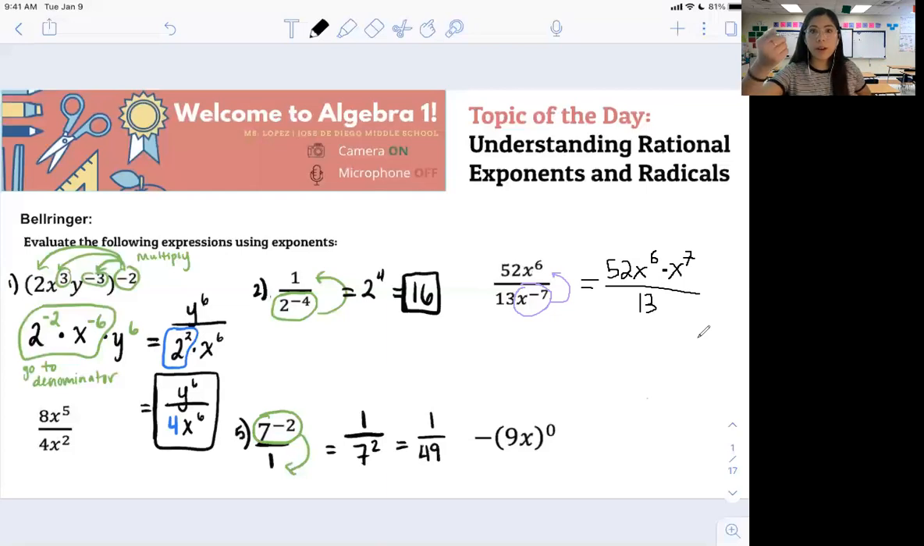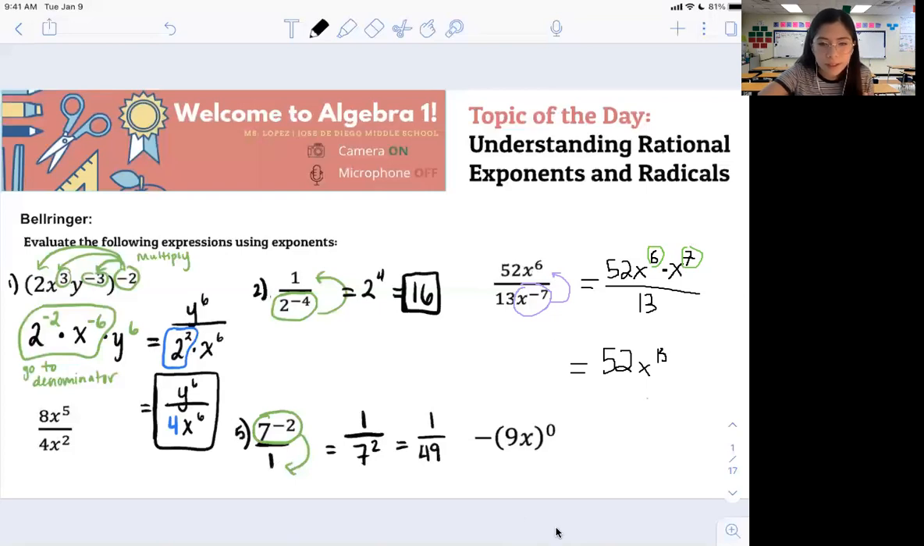And then, you said we're going to add them now, right? Yes. Because I have a 6, I have a 7, and they're matching. They have the same base. They both belong to an x. So since they have the same base, we can add them together. 6 plus 7 is 13. So I have 52 x to the power of 13. We just added those together.